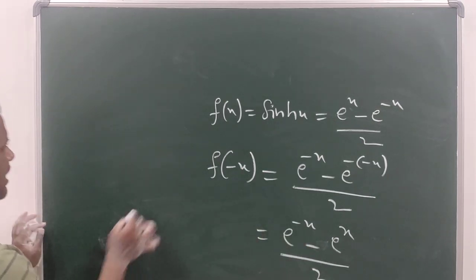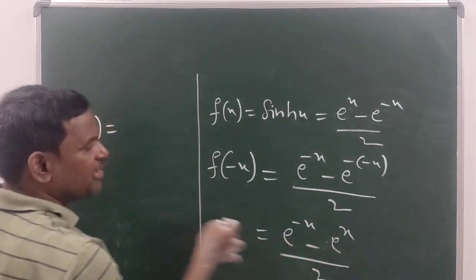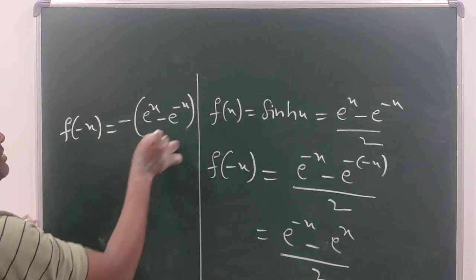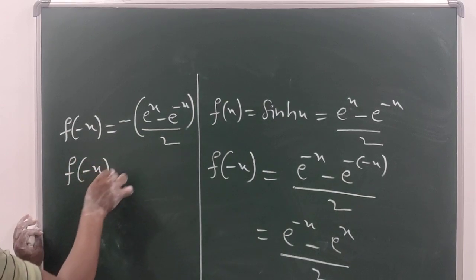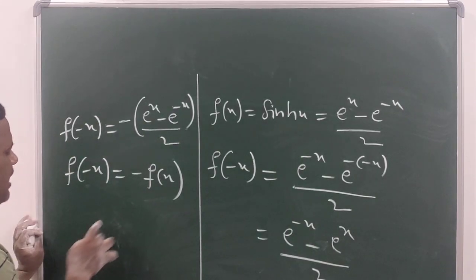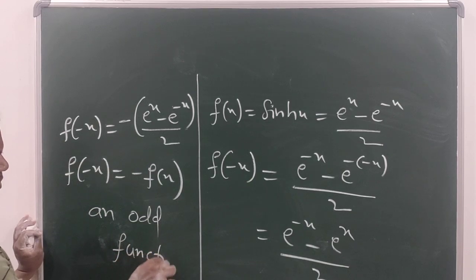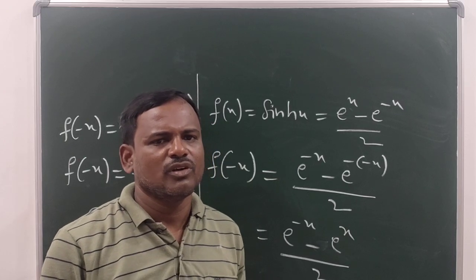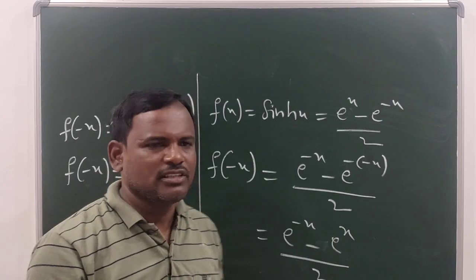Now from the numerator take minus common. When you take minus common, your e power x minus e power minus x by 2 you will get. Now what have you got? F of minus x is equal to minus f of x. Hence it is an odd function. You know, odd functions are symmetrical about origin, and even functions are symmetrical about y-axis.